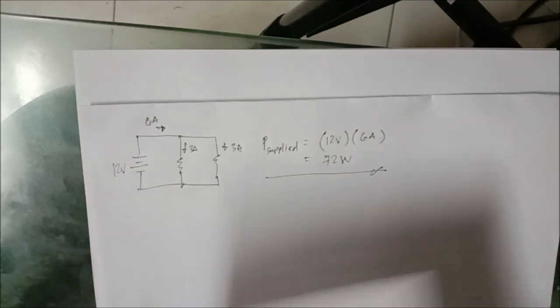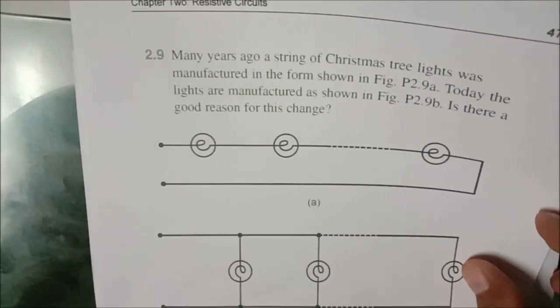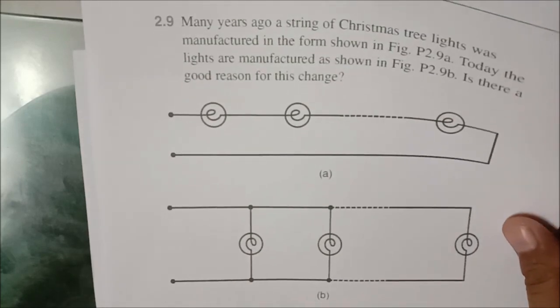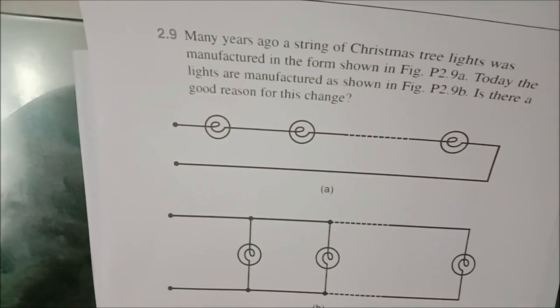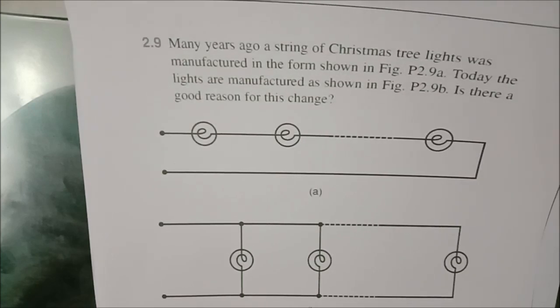Next. Ayan. Ito daw yun. Many years ago, a string of Christmas tree lights was manufactured in the form shown in figure 2.9a. Today, the lights are manufactured as shown in figure 2.9b. Is there a good reason for this change?